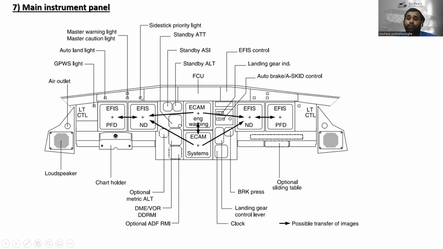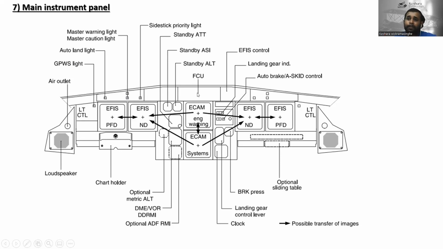This one is illuminated when the captain or first officer wants to take over control of the aircraft. That's why it says side stick priority light. Then this is the standby attitude, and this one is the standby ASI, and this one the standby altitude. And this one is the flight control unit, with many buttons.